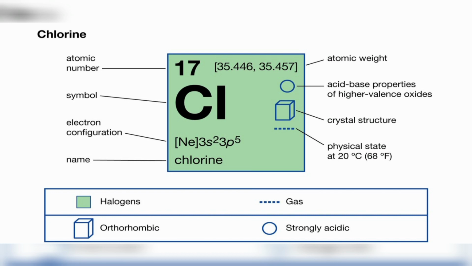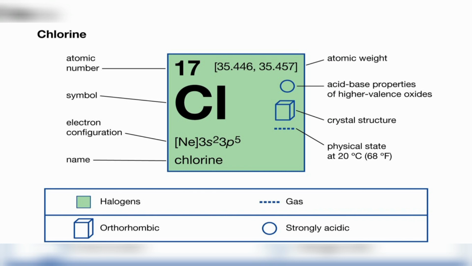That's the crystal structure. The structure of chlorine is orthorhombic, and then it is part of the halogens, that is group 7. Yes, so their family name is halogen. So take note of that. And then the physical state of chlorine at 20 degrees Celsius or 68 Fahrenheit is gas. So at this particular temperature, chlorine exists as gas. You kindly take note of that.